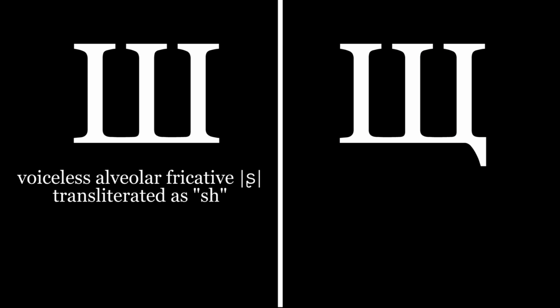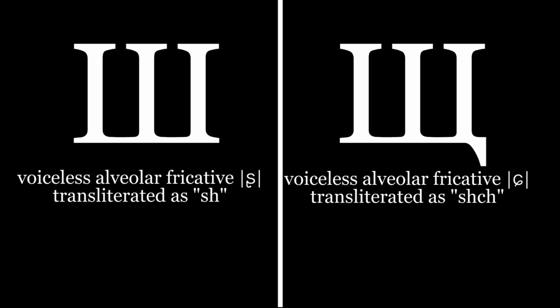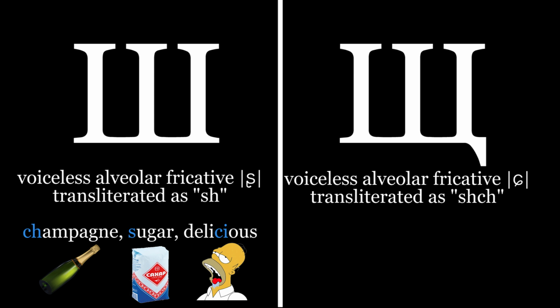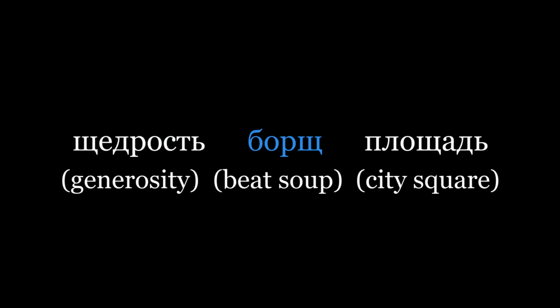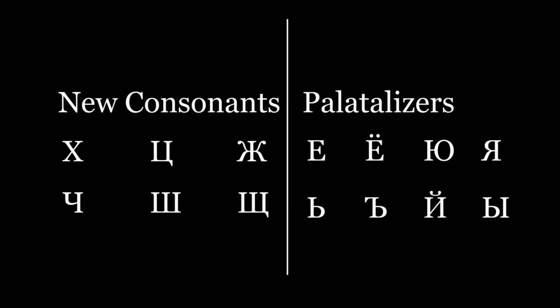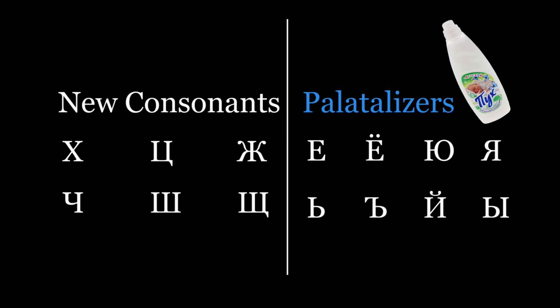Ша, Ща, ща, аща, ша, аша. The letter on the left makes the same sound as the SH sound in English, as in champagne, sugar, and delicious, whereas the letter on the right makes a wider SH sound. My best advice here is just to listen to the way that native speakers pronounce the letter. Щедрость. Борщ. Площадь.